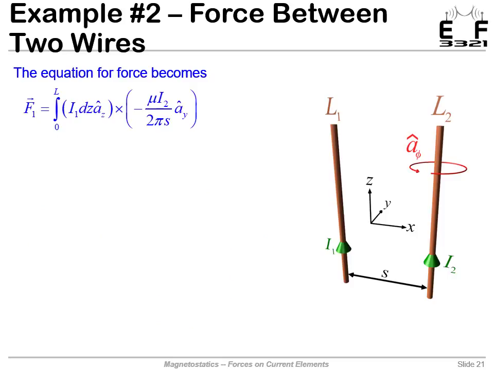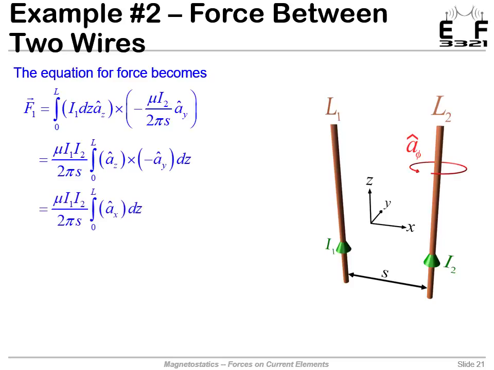And now this is a cross product that we can do easier, a_z cross a_y. Before I do that, I like to pull out all of the constants so it doesn't confuse the cross product. The permeability, the currents, and s, and of course 2 pi, those are not functions of z. We can bring those to the outside. And now we see we just have a cross product of our 2 unit vectors. So a_z cross negative a_y, if we use the right-hand rule, we can figure out that that's actually a unit vector in the x direction, which is also a constant. That can come to the outside of the integral.